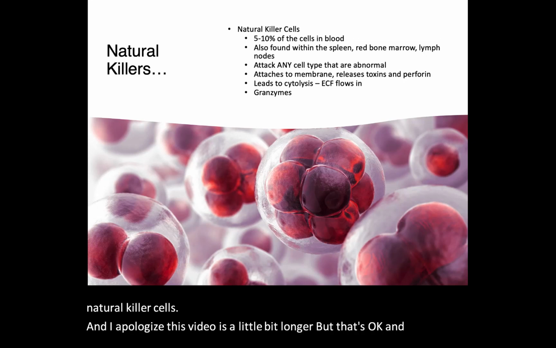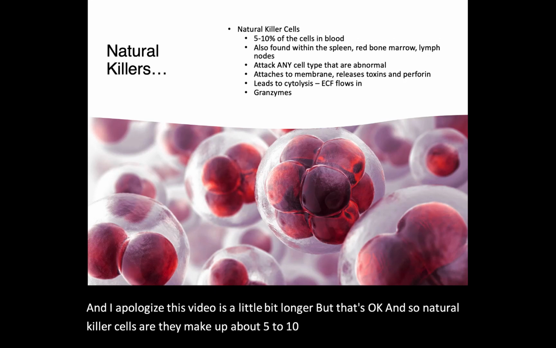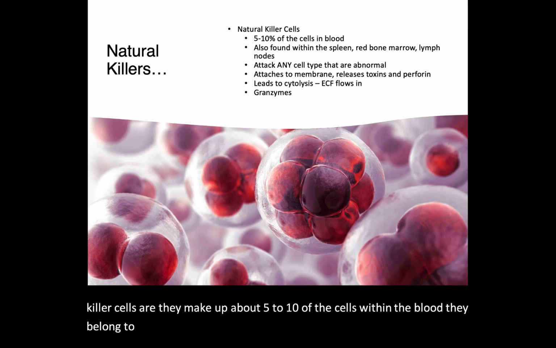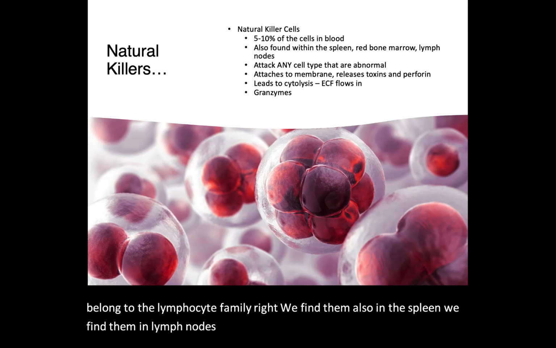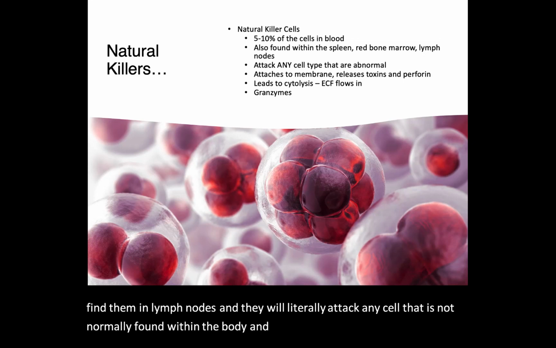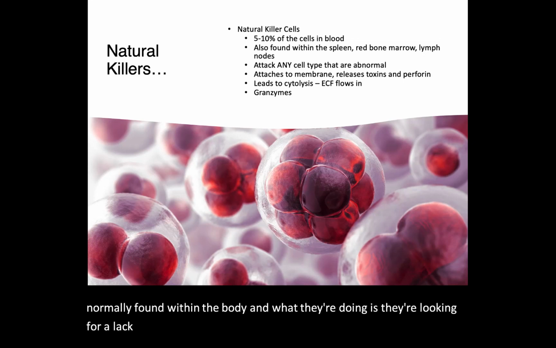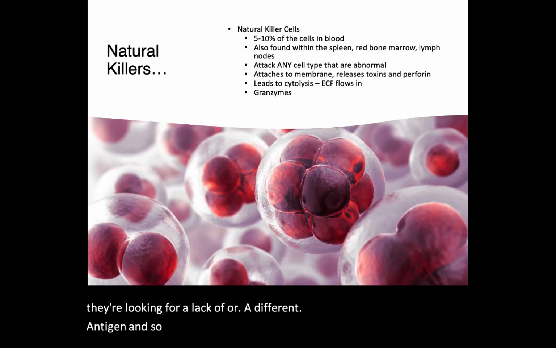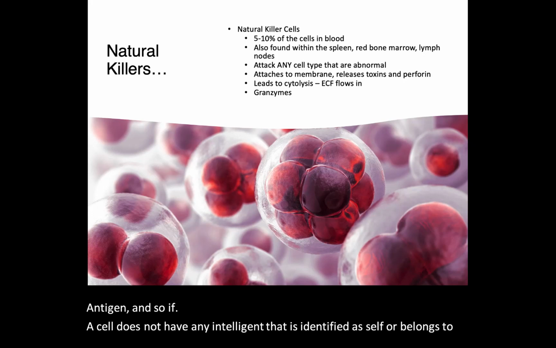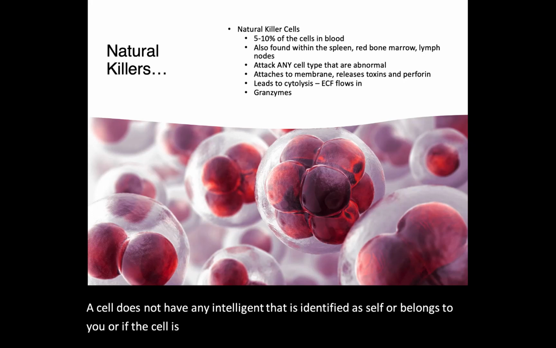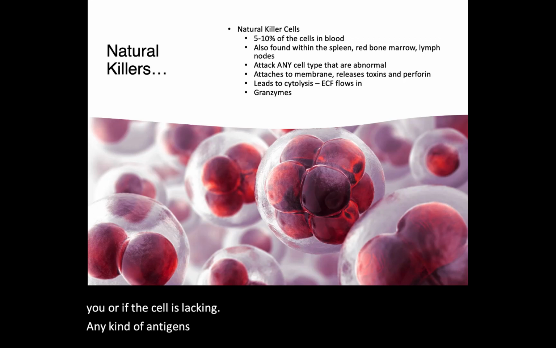And so natural killer cells make up about 5 to 10% of the cells within the blood. They belong to the lymphocyte family. We find them also in the spleen. We find them in lymph nodes. And they will literally attack any cell that is not normally found within the body. What they're doing is looking for a lack of or a different antigen. And so if a cell does not have an antigen that is identified as self or belongs to you, or if the cell is lacking any kind of antigens altogether, natural killer cells will go ahead and basically attack.